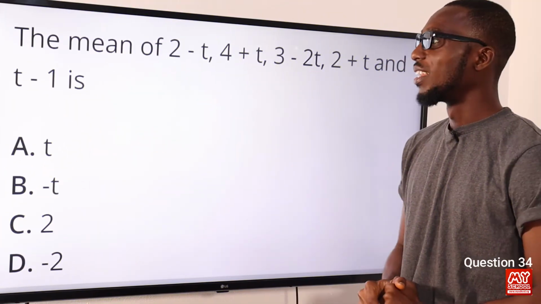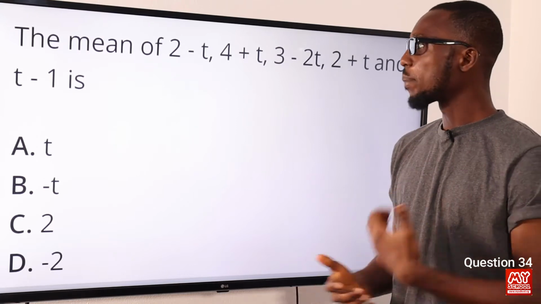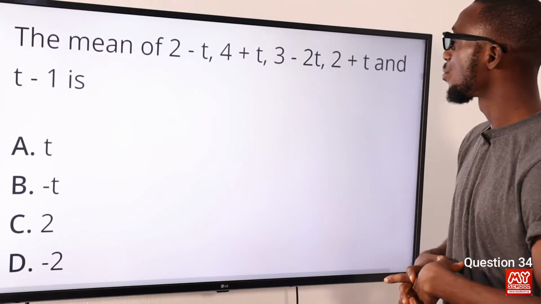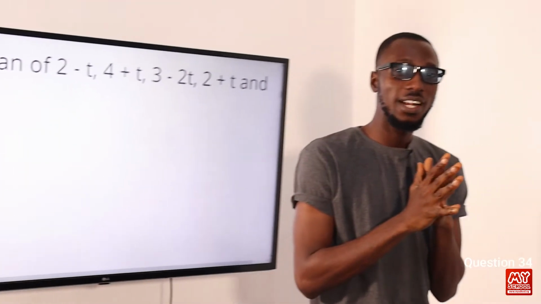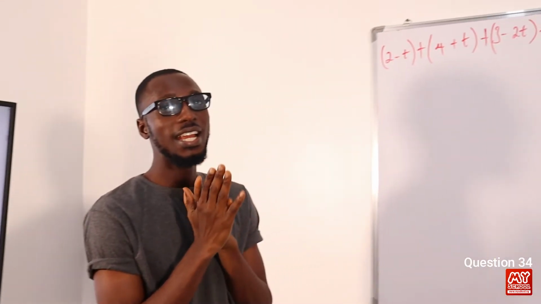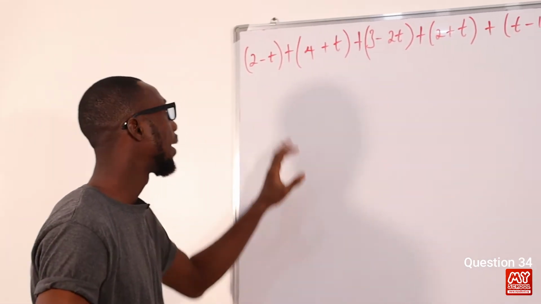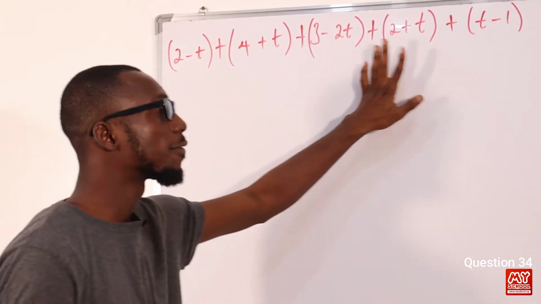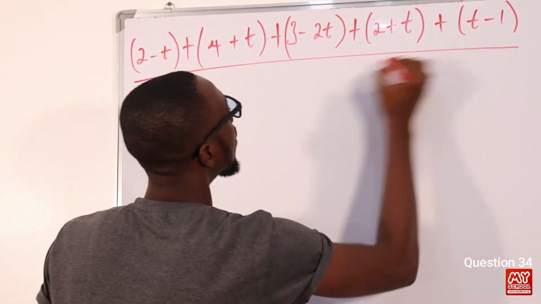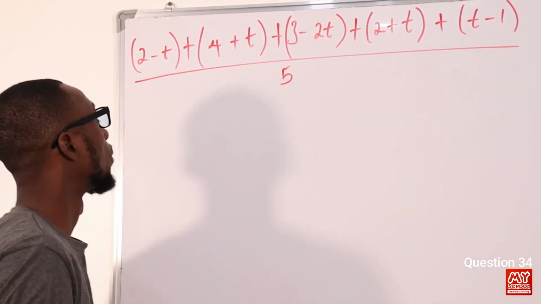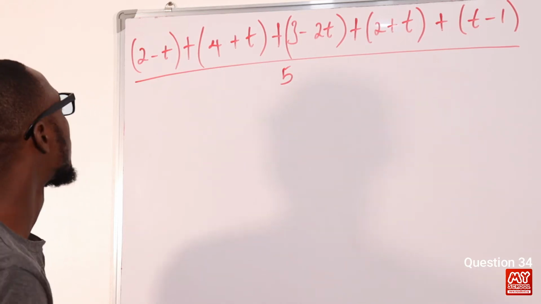34. The mean of 2 minus t, 4 plus t, 3 minus 2t, 2 plus t, and t minus 1 is what? Okay, you just have to put these values together in addition, then their average. Their number, this is 1, 2, 3, 4, 5. So all of this over 5. Okay, so now let's collect like terms.